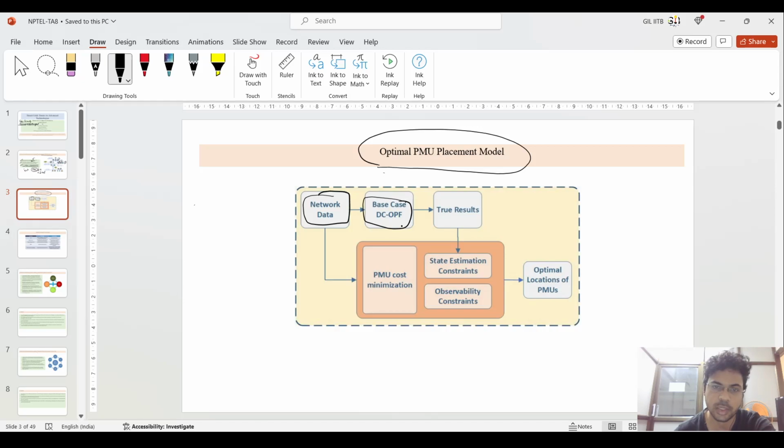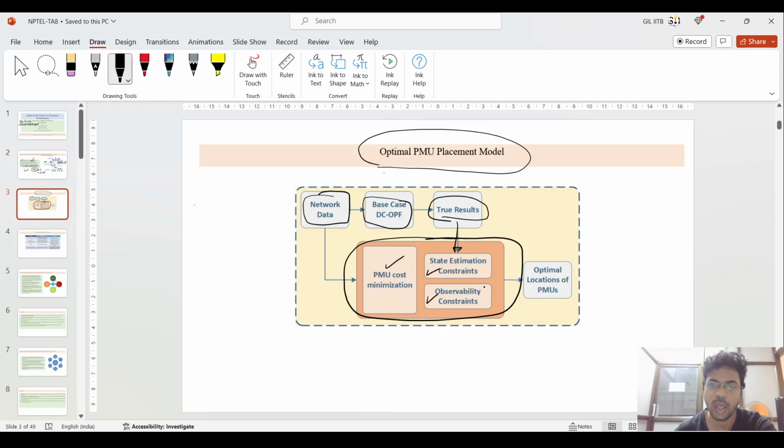Based upon that, the base case DC OPF is there. So you have to take the base case for the monitoring of this network data. Then the true results are monitored. Then all the data goes into this box. This box is such that it has a cost optimization algorithm.